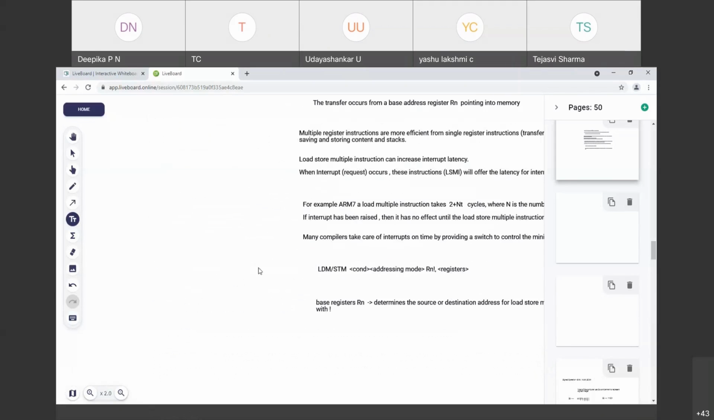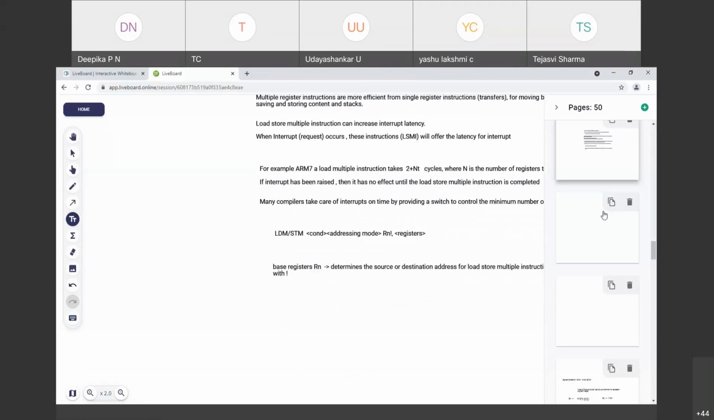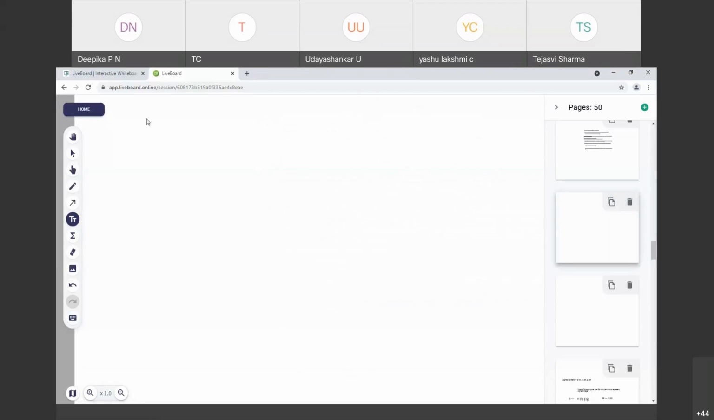So just understand this. I'll write it over here. Now we'll just check out the various addressing modes associated with these instructions. Addressing modes for the load, store, multiple instructions. So what are the addressing modes I specified?